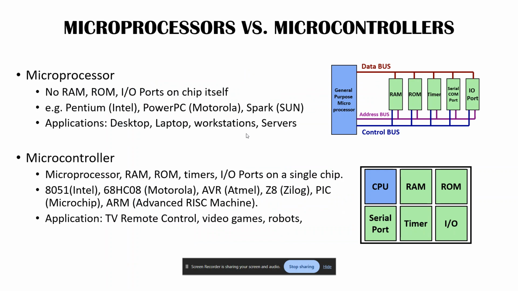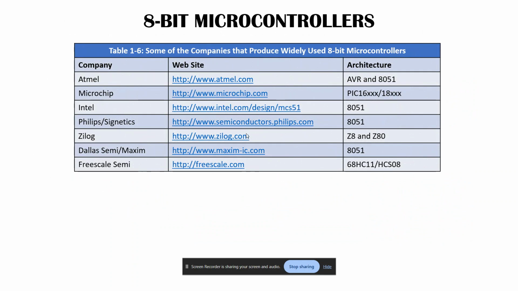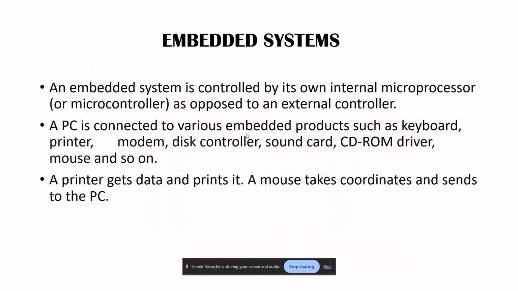So, using the help of buses, 8-bit microcontrollers. We are going to discuss 8-bit microcontrollers. We have different types of chips in it: Atmel, Microchip, Intel. These are some of the popular companies. While if we want to discuss 40-pin packages, program ROM, data RAM, EEPROM, which was the older one, timers, input output pins are special tools in the area.